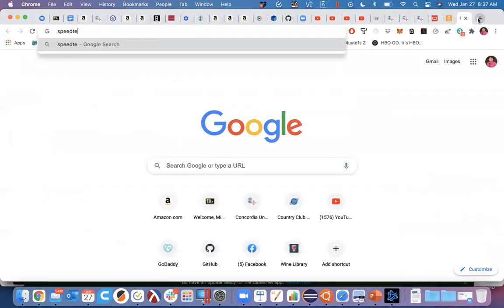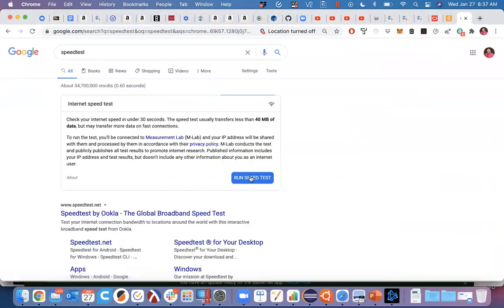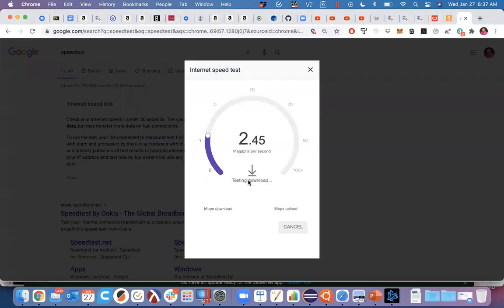So if I come over here and I do a speed test on Google, there are other ones out there, but I'll just run a speed test. So I'm on the university's Wi-Fi right now. I'm on Res Hall.